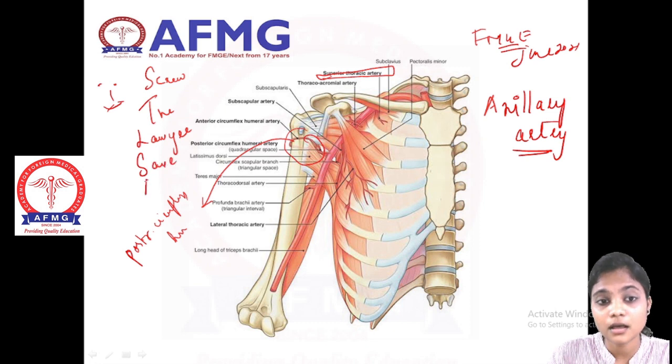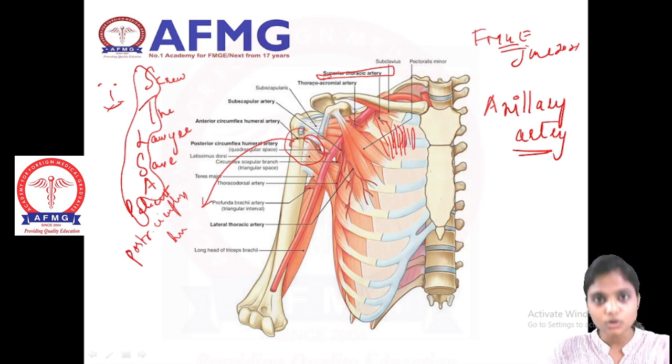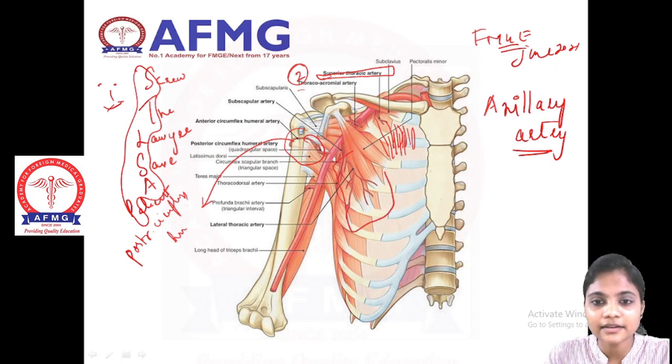save a patient. Okay. The first letters are given importance. Screw the lawyer and save the patient. So S for superior thoracic artery, it is given in the superior part of the thorax. It is supplying the superior part of the thorax. T for thoracoacromial artery means they are supplying the thorax and also the acromion process of your scapula. So this is your second part. The third one is your lateral thoracic artery, you can see here it is giving a lateral supply.